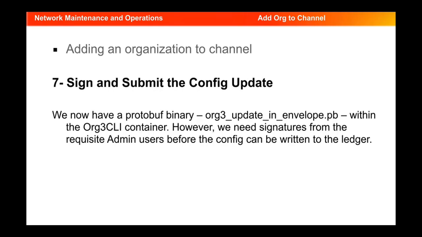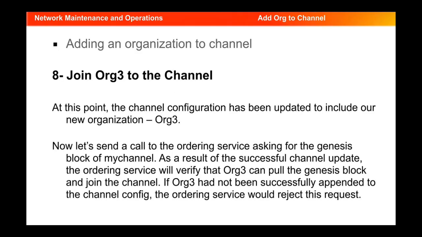Next, you have to sign and submit the config update. So now that we have the protobuf binary, and the other files that have been generated as part of executing the commands within the CLI container, after that we also need signatures from admin users before the config is written to the ledger. So after you get the signatures, then you can join organization 3 to the channel.